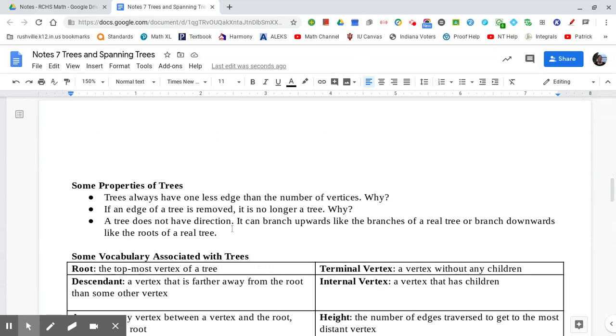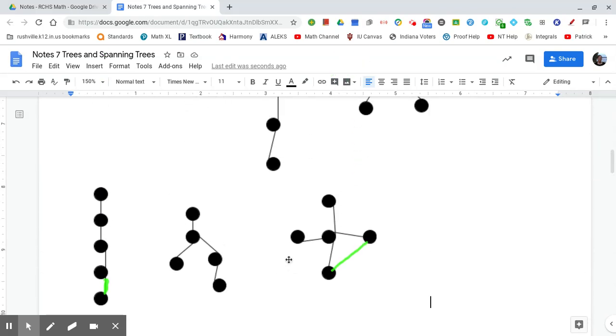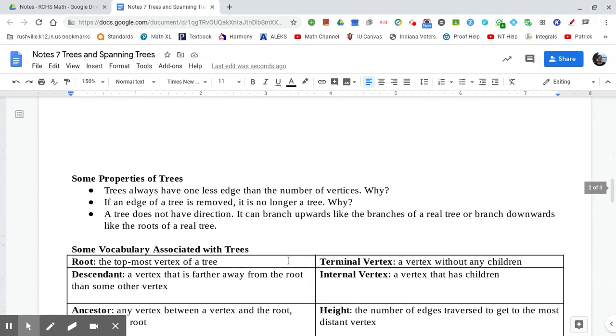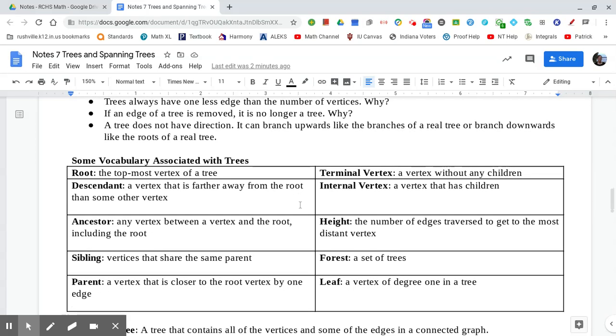A tree does not have direction. It can branch upwards like the branches of a real tree or branch downwards like the roots of a real tree. So it's up to you how you draw them, especially when we get into probability. We're probably going to go sideways. We're going to start off with our starting vertex, and then branch off of it that way. But it's up to you because you can go sideways, up, or down. Doesn't matter. Trees do not have direction.